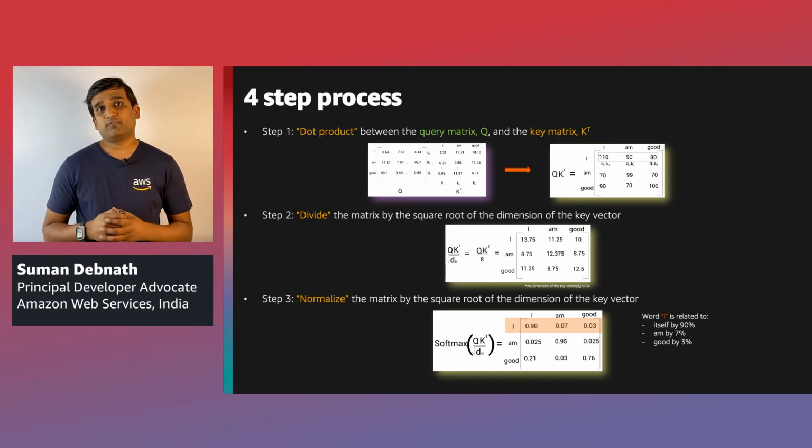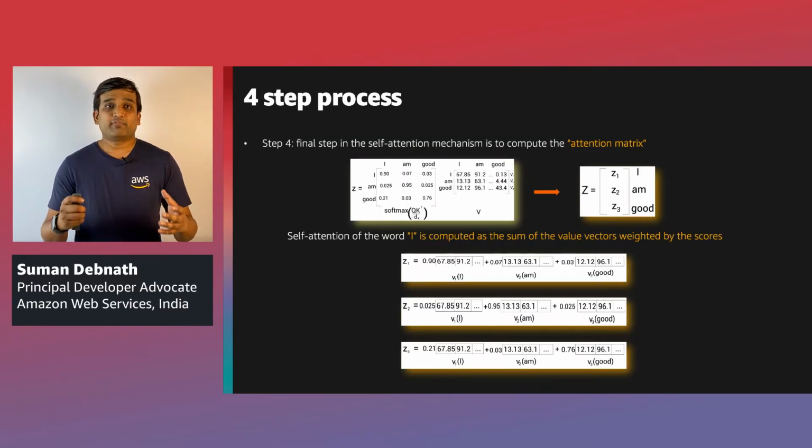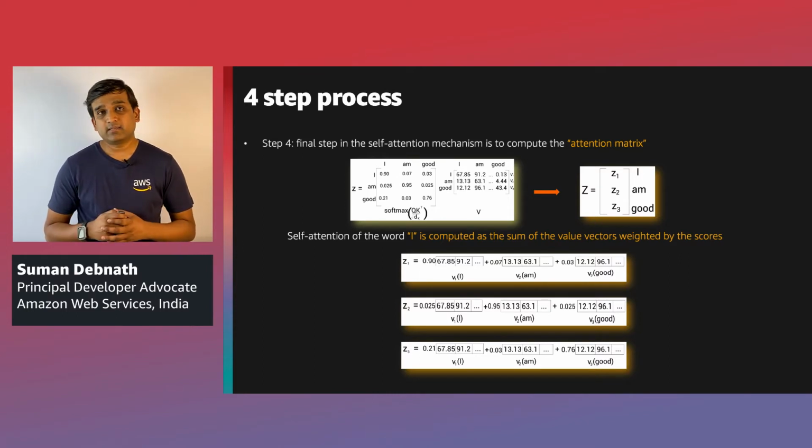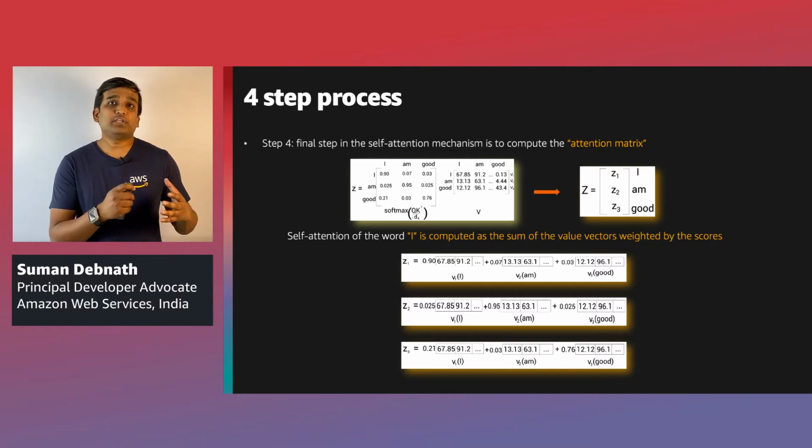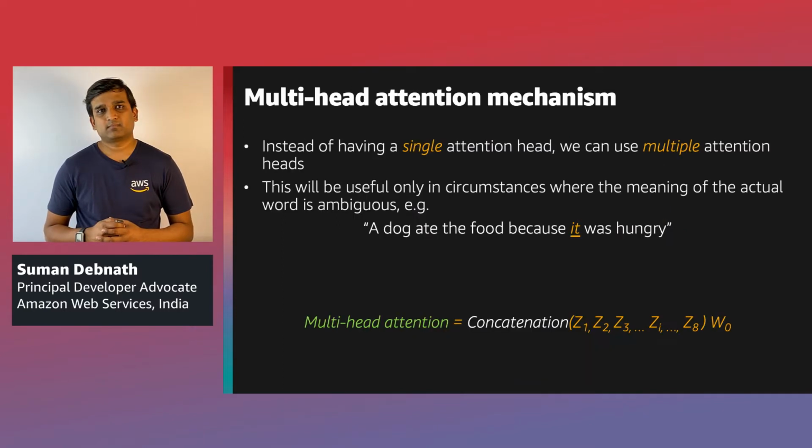So if you look at the first row of the score matrix now, it tells us that the word I is related to itself by 90%, to the word am by 7%, and to the word good by 3%. And finally, we compute the attention matrix Z by multiplying the score matrix with the value matrix. As you can see here, the attention matrix Z contains the attention value of each word in the sentence.